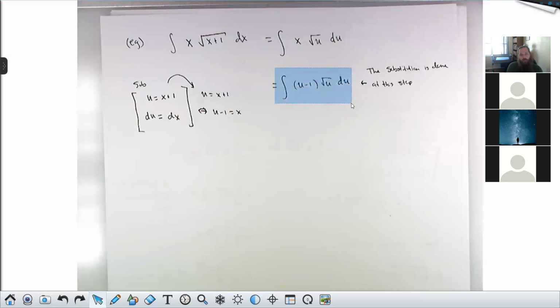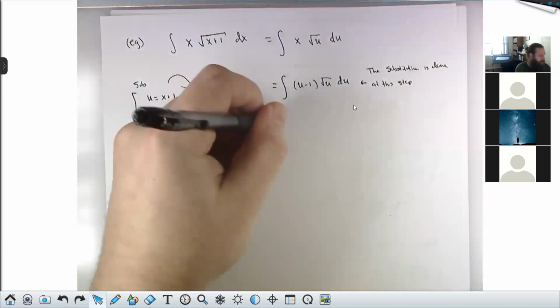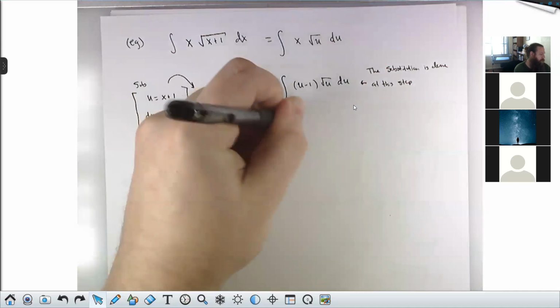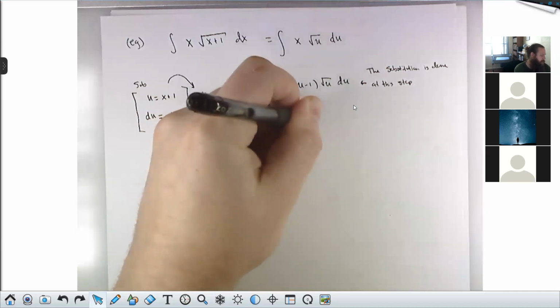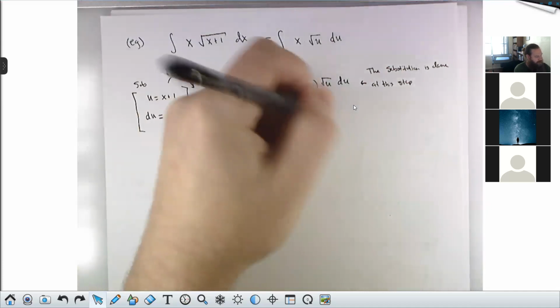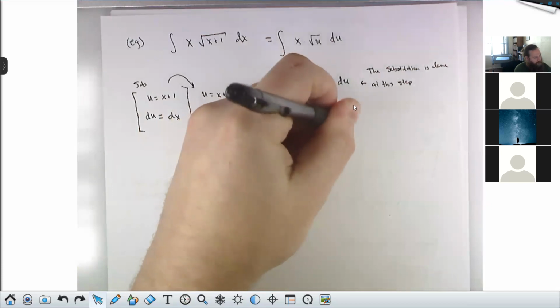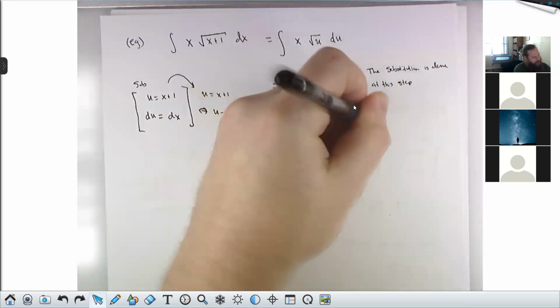Okay, so from here, this is a problem I could have given you last week, right? What do I do to solve this? We would have the u minus 1 times the square root of u. Yeah, we'll distribute. So this is going to be the integral of u times the square root of u minus 1 times the square root of u, which is just the square root of u, du.